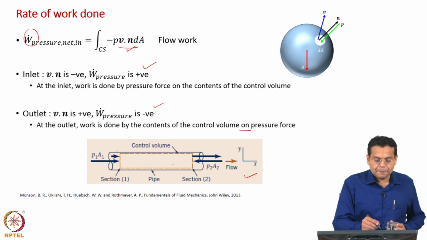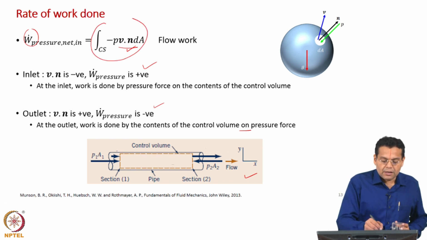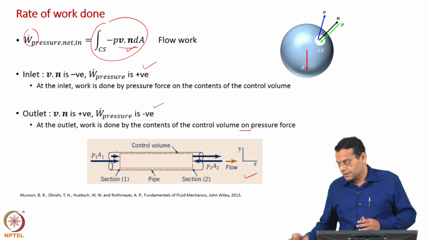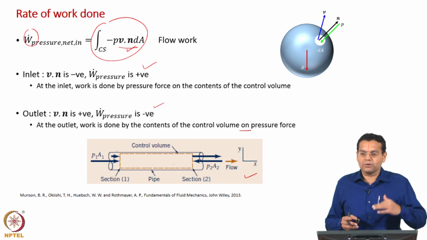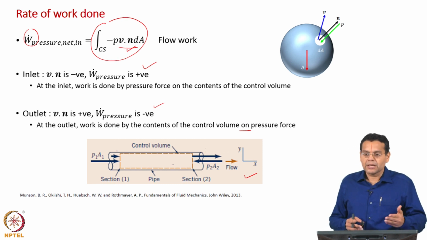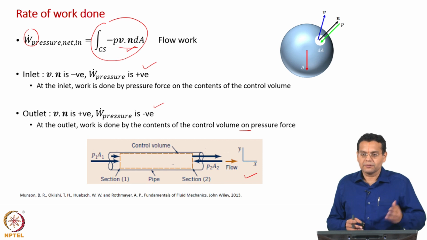That is why this takes care of all the regions of the control surface wherever there is inflow and outflow. Of course, wherever there is a wall, it will not contribute because velocity is 0.